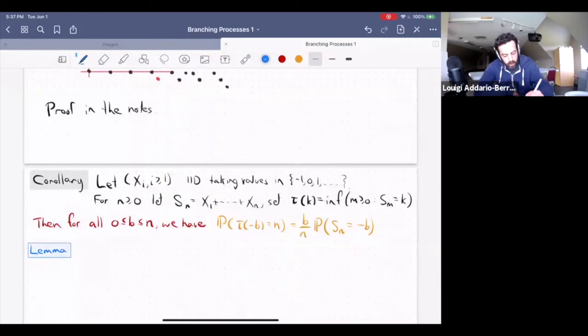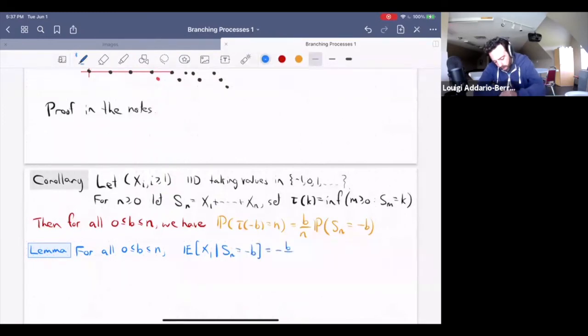So this says that for any b from 0 to n, and I'm now working in the setting of the corollary, the expected value of x1 given that Sn is equal to minus b is minus b over n.